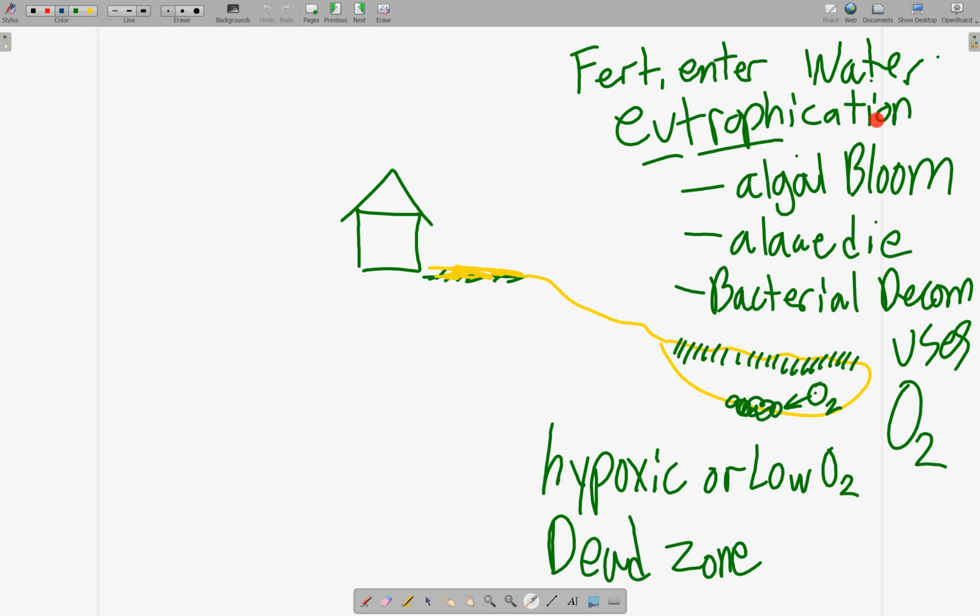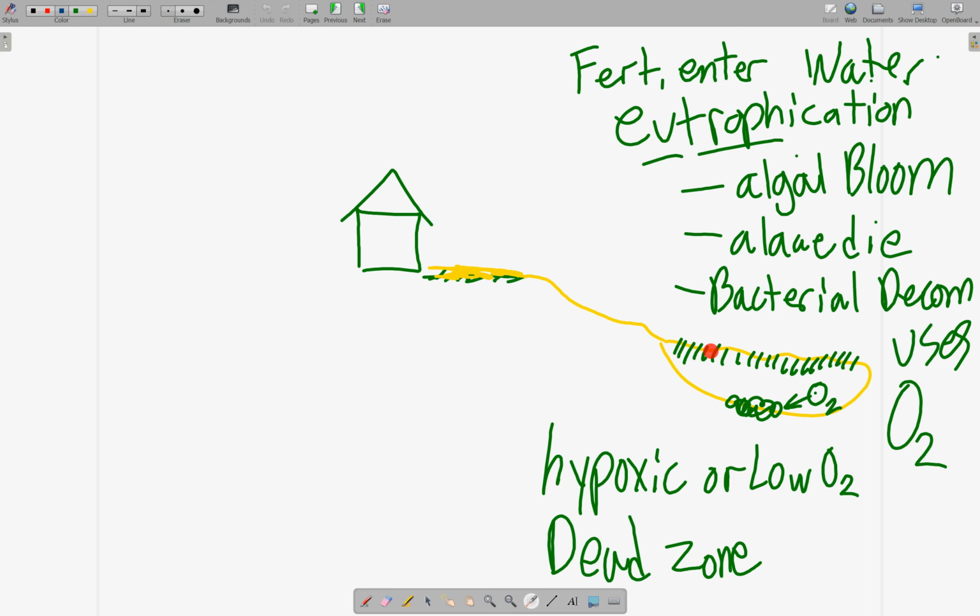Eutrophication is the addition of extra nutrients. Eu means beyond, troph means nutrient. So if fertilizer from someone's lawn or farm washes down into a river, lake, stream, ocean, what's going to happen is those extra nutrients are going to cause the algae to reproduce like crazy. We call that an algal bloom.